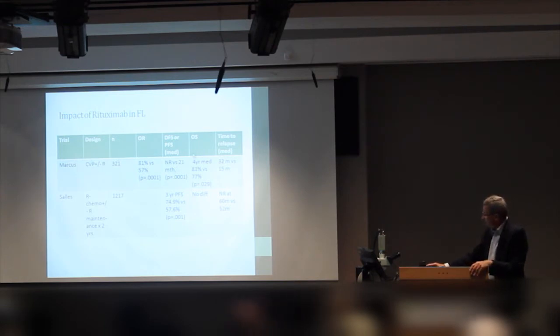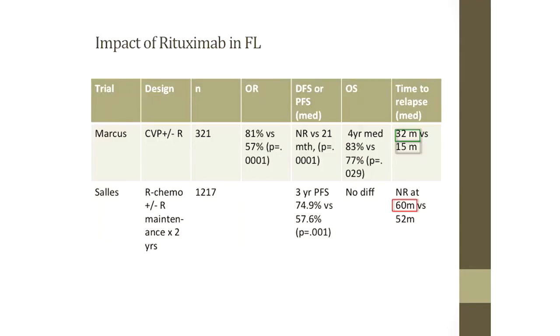And if you look at the duration of response, if you just received that chemotherapy, your response was about a year and a half before we felt your lymphoma would come back. When we added Rituxan to that combination, it now became 32 months. So patients basically had responses that on average lasted twice as long.